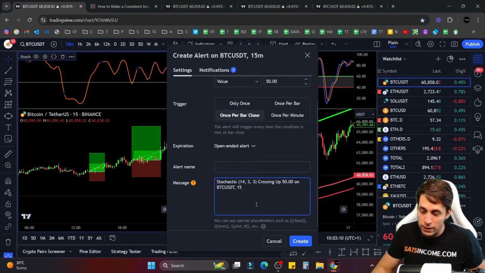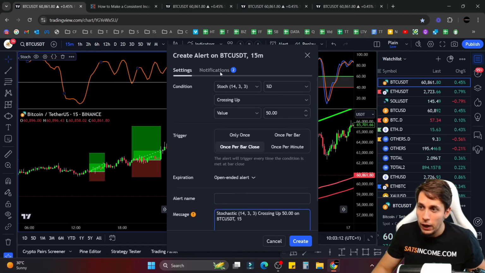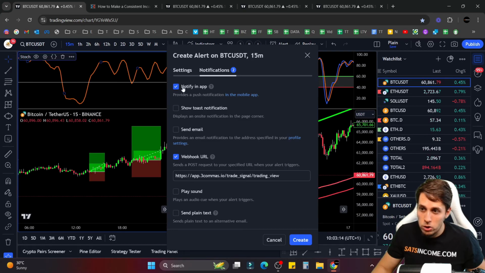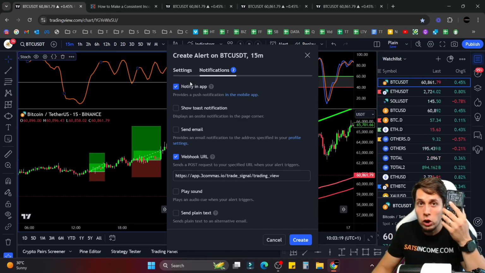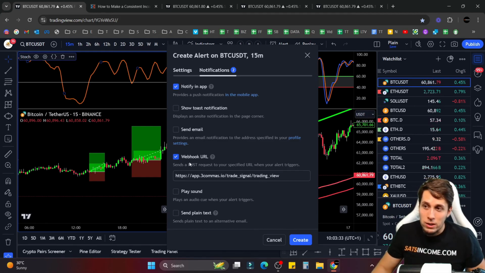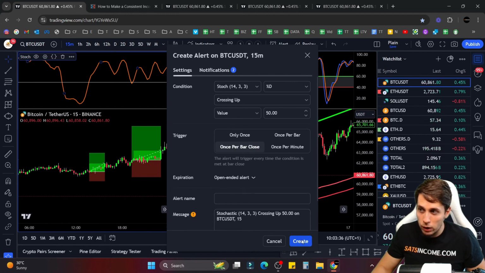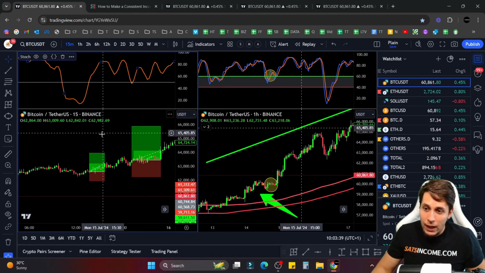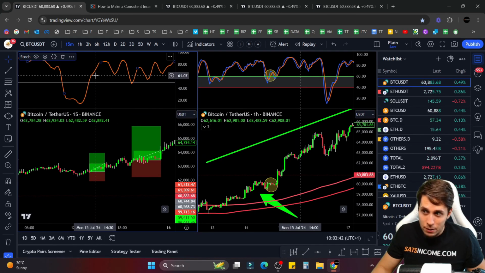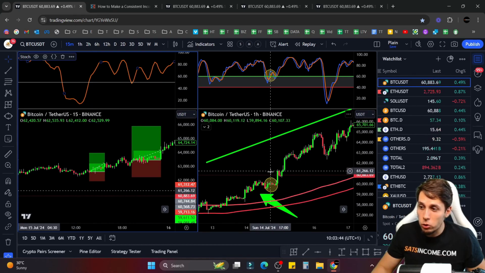You can change the message here if you want something specific, and then you switch to notifications and you make sure that notify in-app is enabled in order to receive notification on your smartphone, right? Don't worry about this webhook URL, this is for my bot. On your side it should be disabled. So once you have your alert, you hit create, and now every time the %D crosses above this 50 line, you're going to get notified so you can enter long trades.